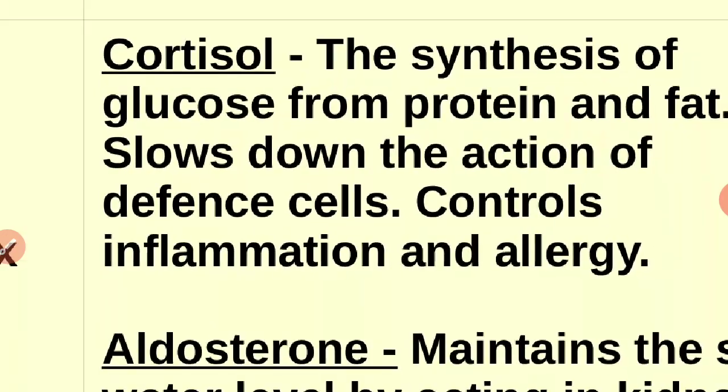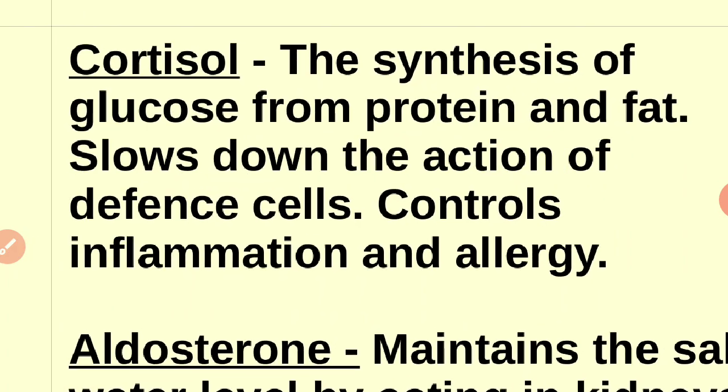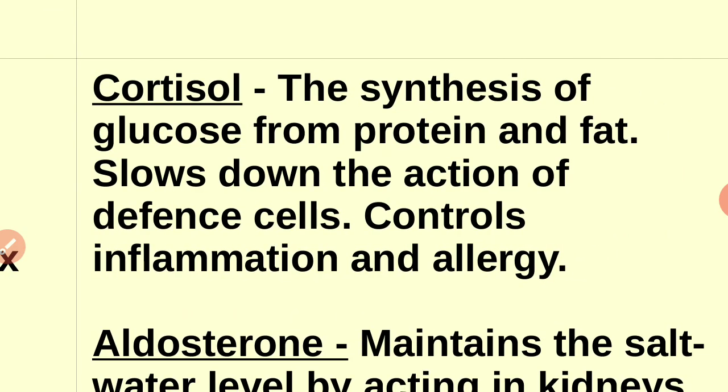What are these defense cells? Defense cells means the cells which prevent germs from entering our body. Defending. Slow down the defense. Normally our body needs defense. Why should it slow down? In some circumstances, if there is extra defense, it will affect our body.